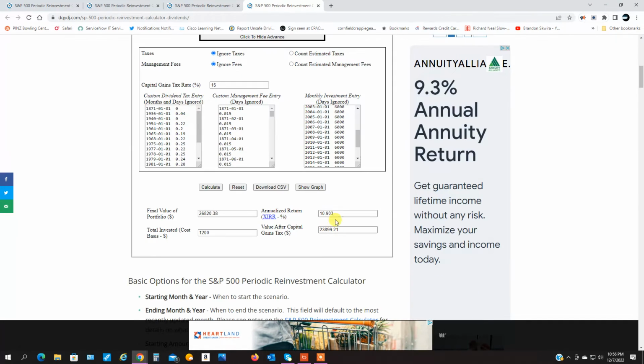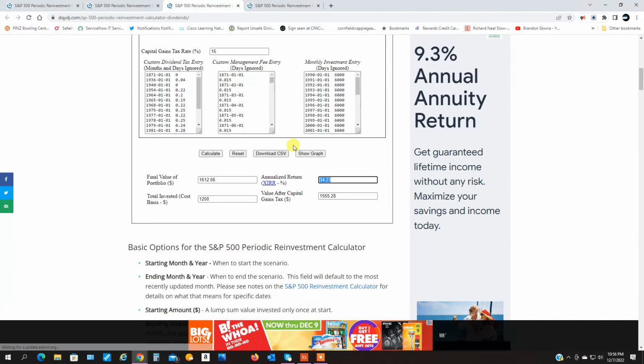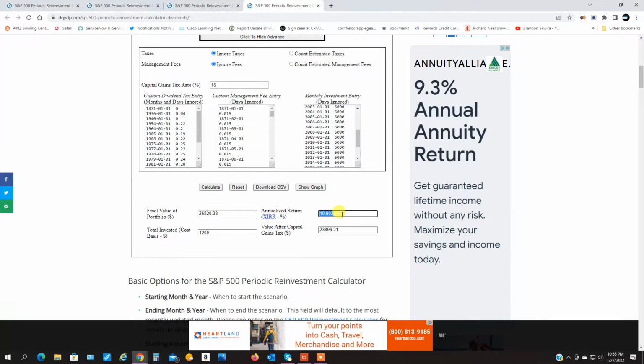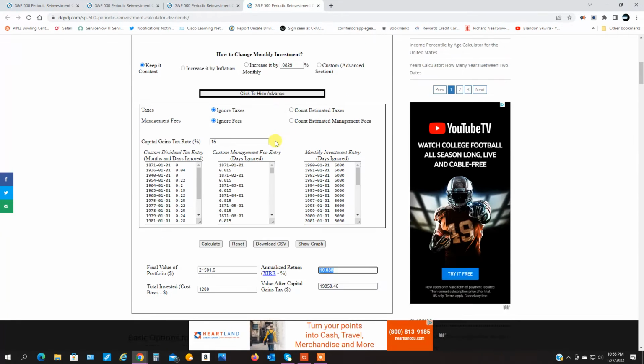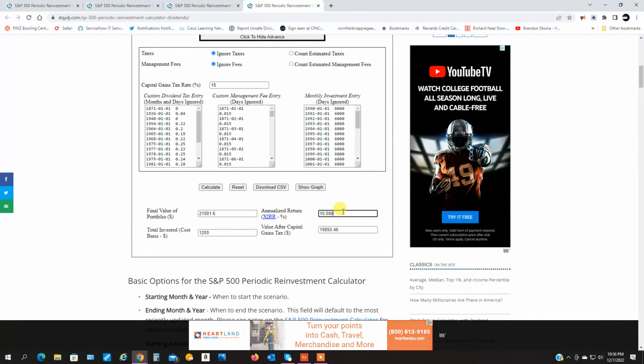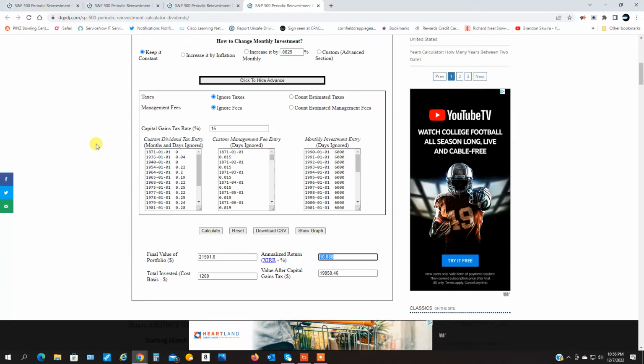Right, this is 1996. So 1 year return 95 to 96, and then 66 to 96. And here's March 1979 to March 2009, and we get almost the same return. Now, how in the world does that happen? I don't know.